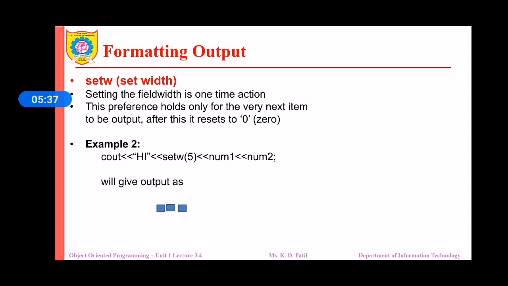After this, it will reset to 0. Let us see example 2. In this cout statement, I want to print "hi", and after "hi" I want to print num1 and num2.